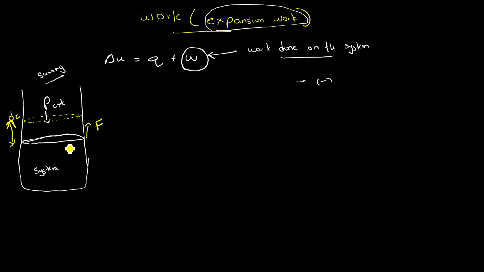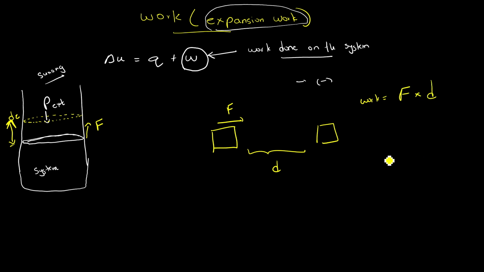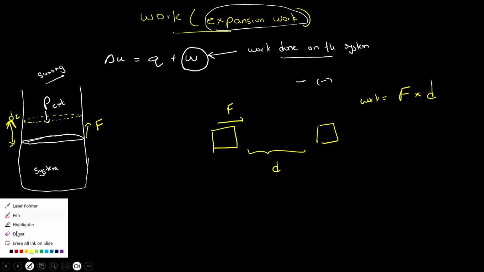Now you can tell me whether the system has done the work or the surroundings have done the work. You can see the system is the one pushing this piston away, which means the system is the one doing the work. Now, if you remember your basic physics knowledge, there's an object, we apply a force F and move it a distance d. If I ask you to calculate the work, you will just do a simple calculation: work equals force times distance. The same theory applies in our situation too.